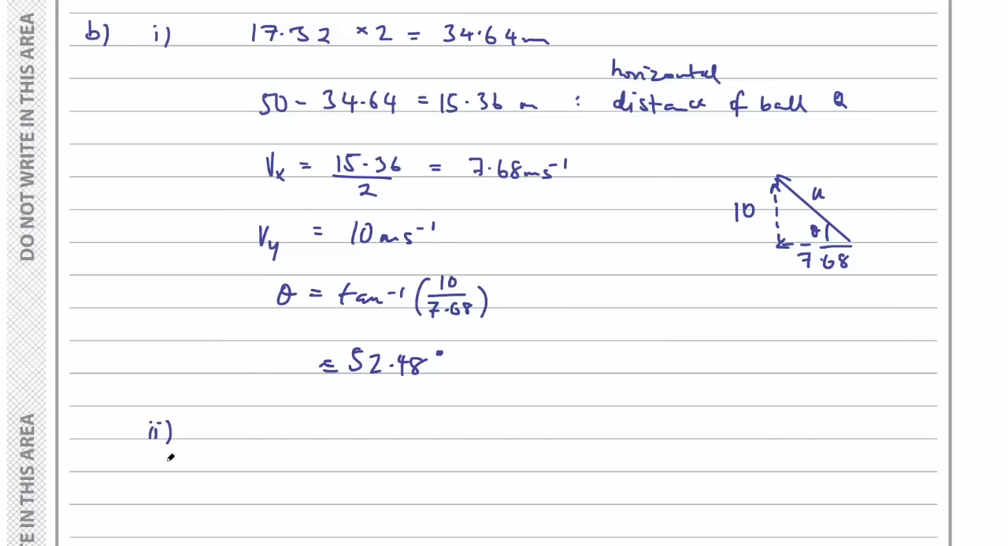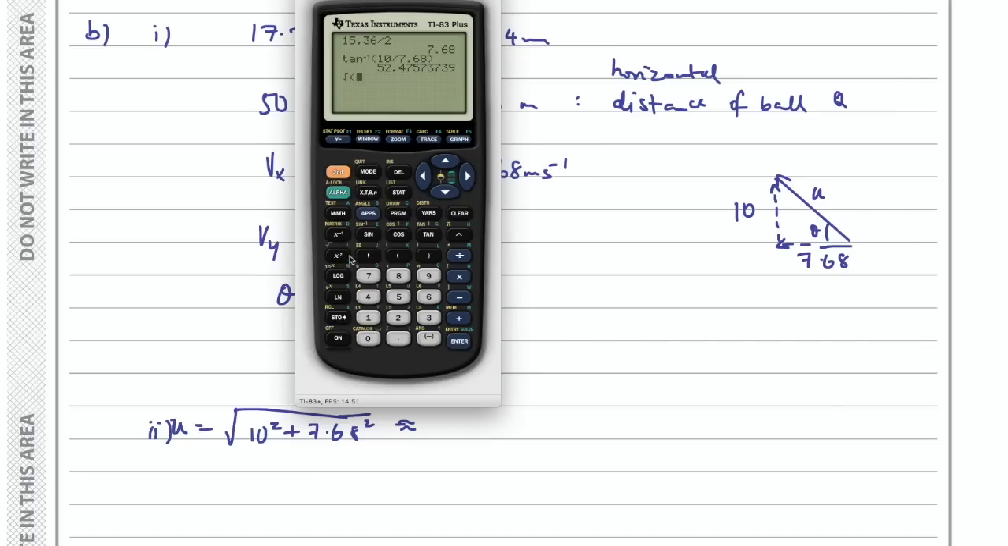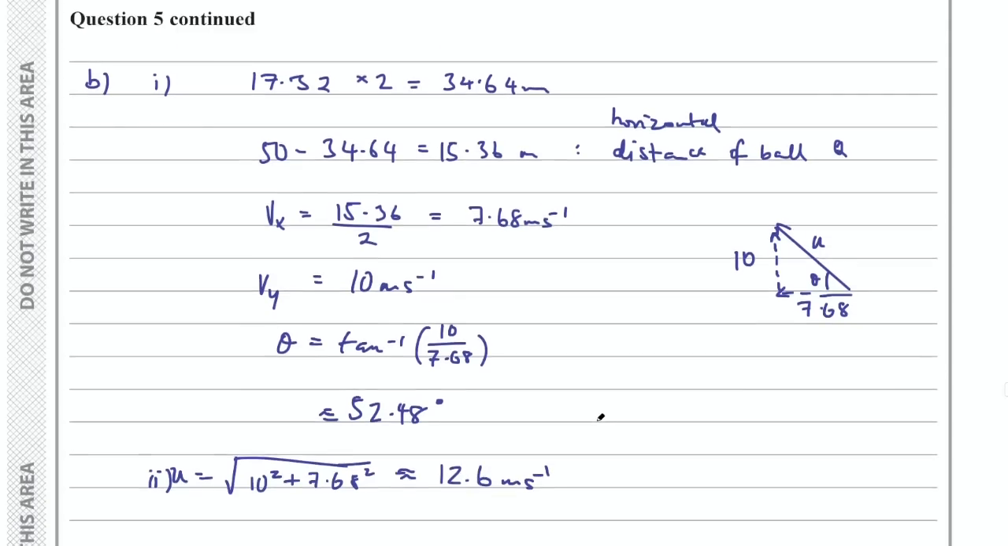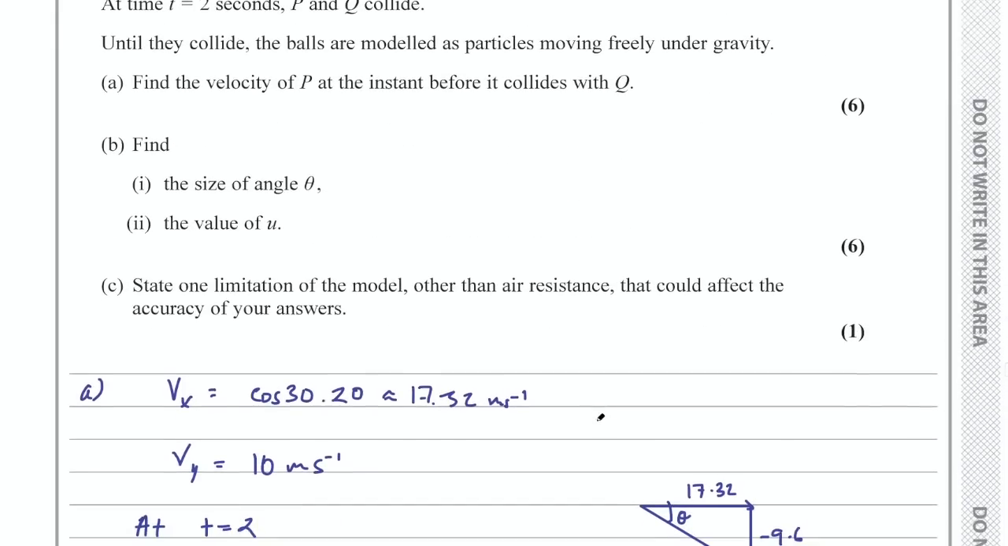And then for part 2, they wanted the U, that was this part here. So using Pythagoras, we can say this is going to be 10 squared plus 7.68 squared. Putting that into a calculator, I get approximately 12.6 meters per second. Okay, that was part B, part 1 and 2.